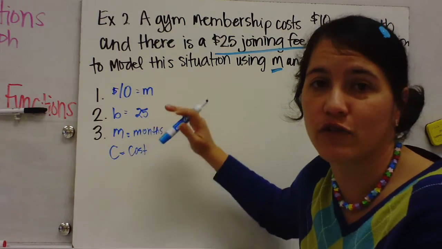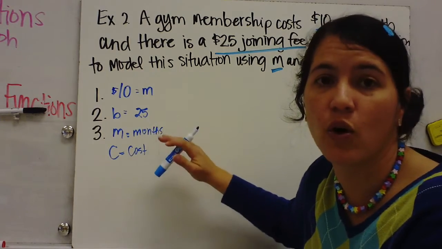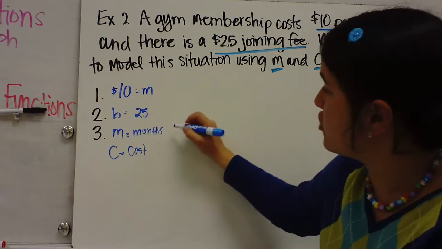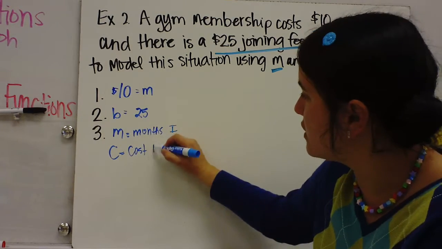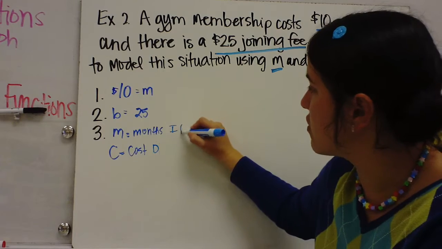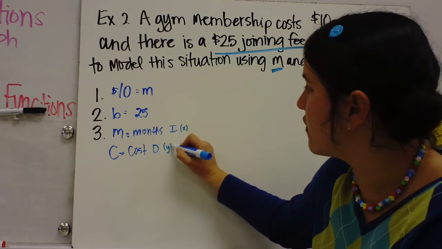Which one has to come first? You have to have the number of months that you join or the total cost. And you would have to be a member for months, then you would know the cost. So this is like your X, and this is your Y.